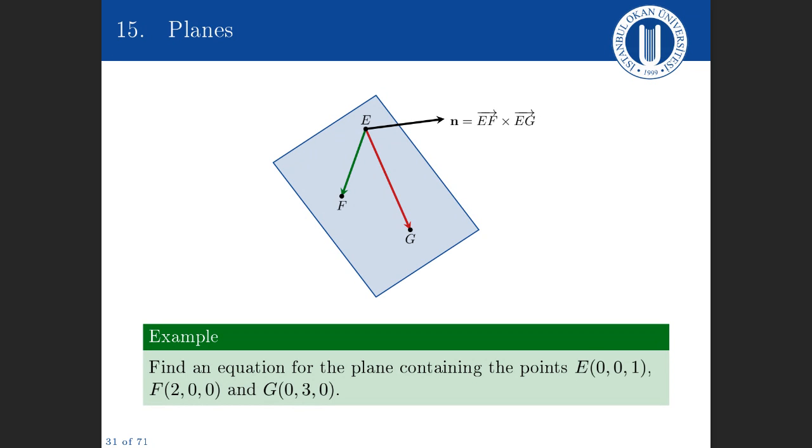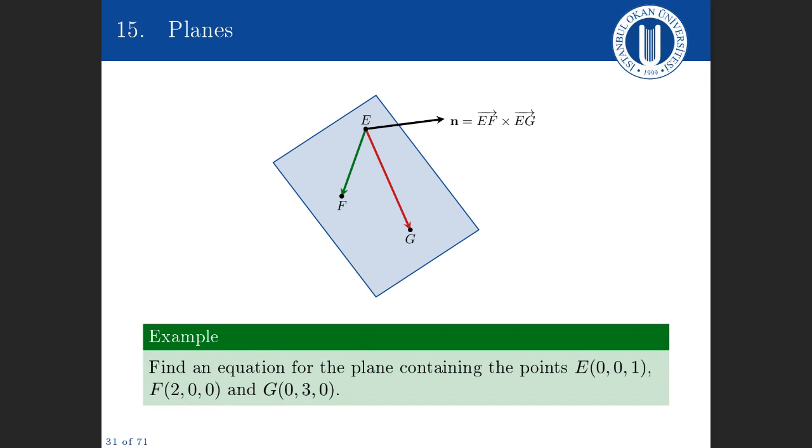Next example. Find an equation for the plane containing the points (0, 0, 1), (2, 0, 0), and (0, 3, 0). We need a point on the plane. That's easy. We've got 3 of them. We could choose any one of these that we wanted to.